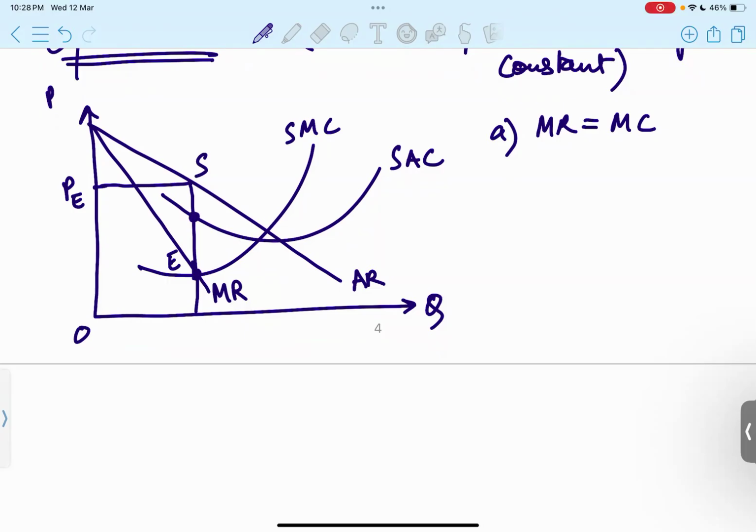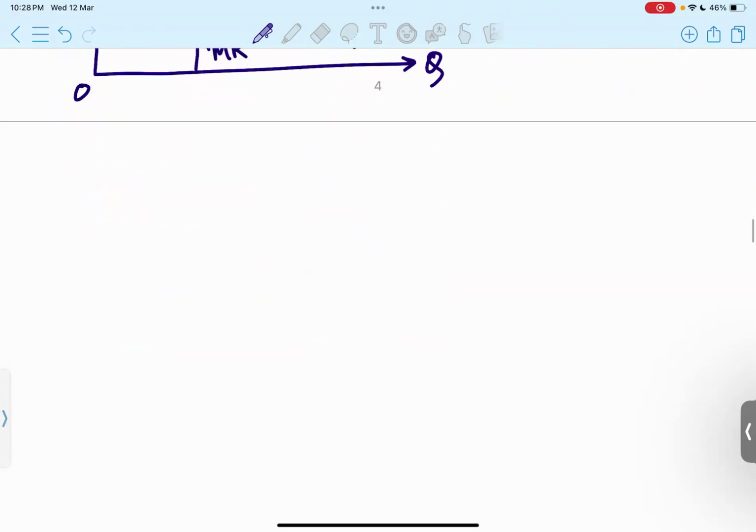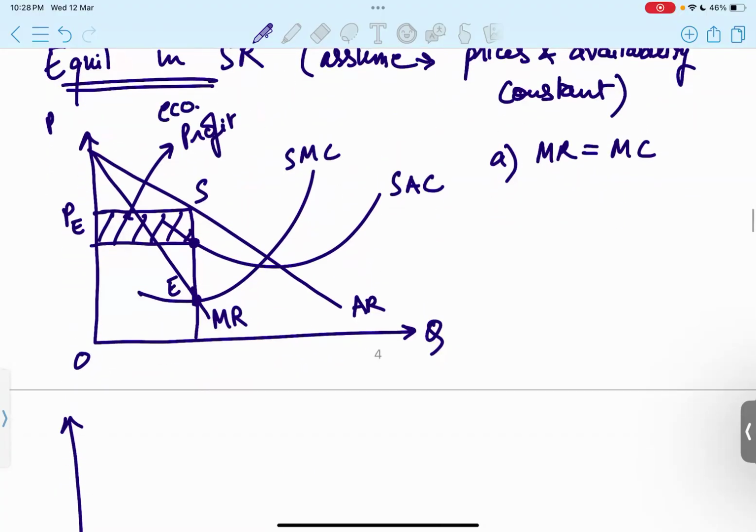This gives us the cost. So we can say this becomes the profit earned by the firm. And when it comes to the situation of normal profits, let's say this is the economic profits which are earned.